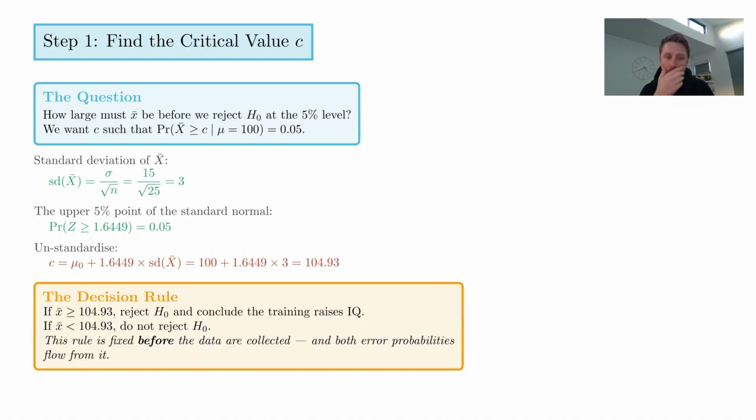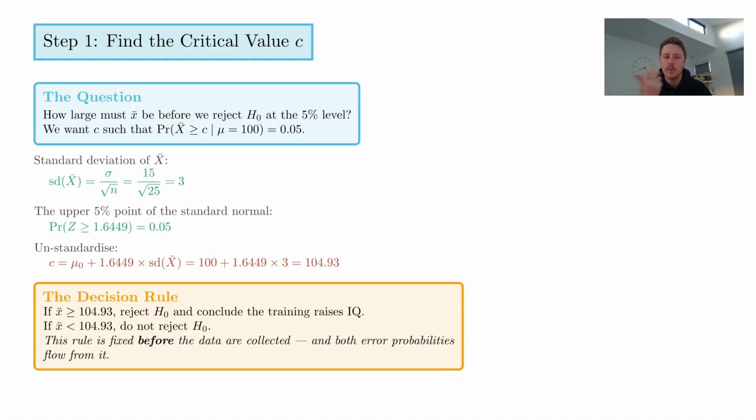A standard normal distribution with 5% in the upper tail gives you a z-score of 1.6449. So if you're 1.6449 standard deviations above the mean, there's only 5% of the data in that upper tail. Then we need to unstandardize. So our C value is going to be equal to our null hypothesis mean, which is 100, plus 1.6449 times the standard deviation. That gives us 104.93. This is the critical C value that we can then make a decision based on.